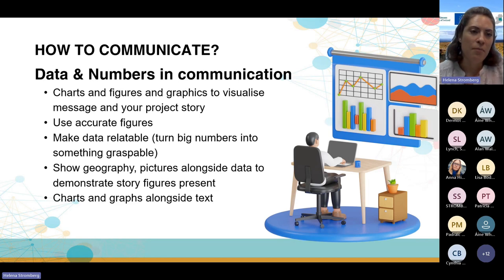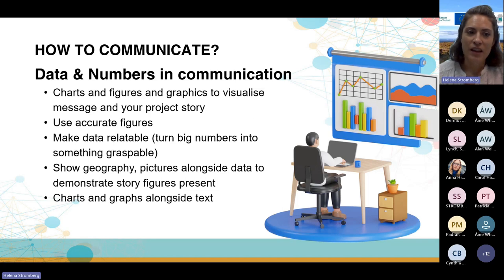Now, data and numbers can be a very powerful way to get your message across as well. So use charts and figures and graphics to help you visualize your message in a very quick way and to tell your project story as well. I hope I don't need to say this, but just something to keep in mind: make sure you use accurate figures in your communications.